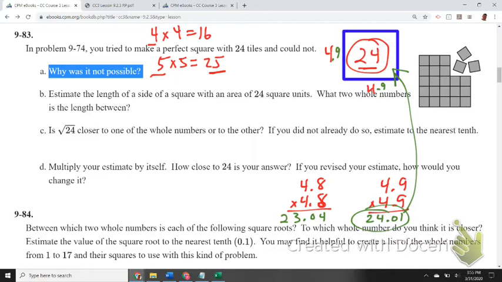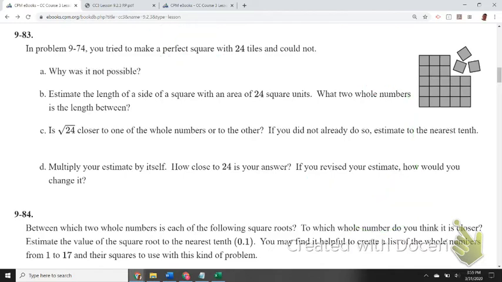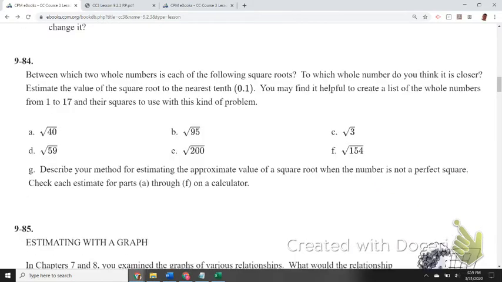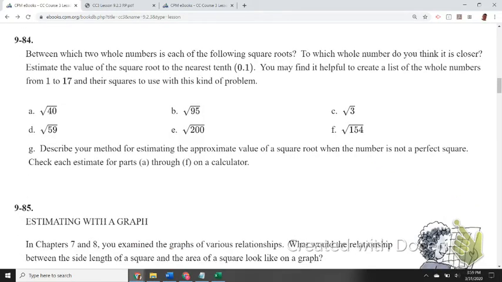Let's move on to the next problem, 9-84. This question is asking you to estimate now. It says, between which two whole numbers is each of the following square roots? To which whole number do you think it is closer? Estimate the value of the square root to the nearest tenth. You may find it helpful to create a list of whole numbers from 1 to 17 and their squares to use with this kind of problem.